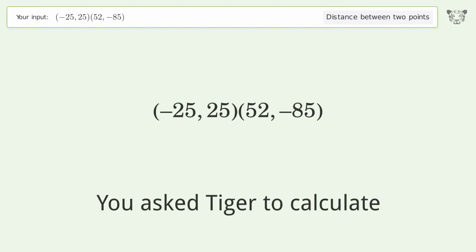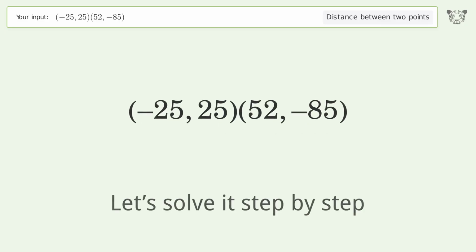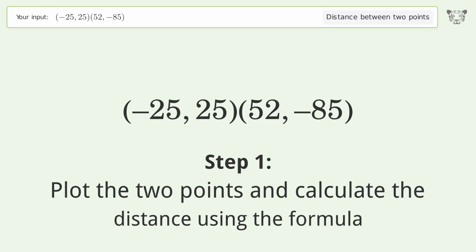You ask Tiger to calculate. This deals with the distance between 2 points. The distance between the 2 points is the square root of 18,029 or 134.272. Let's solve it step by step. Plot the 2 points and calculate the distance using the formula.